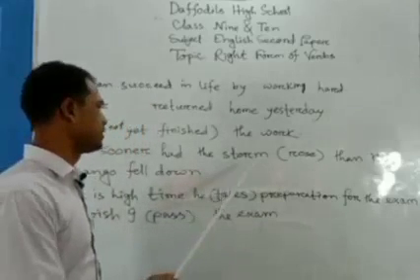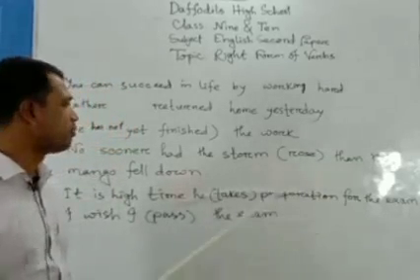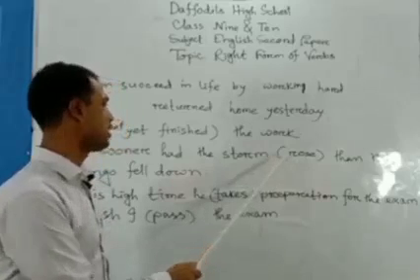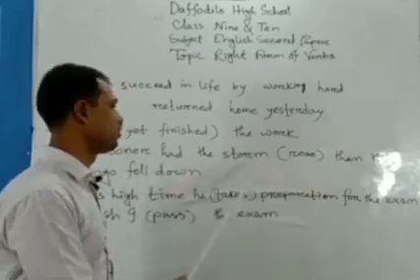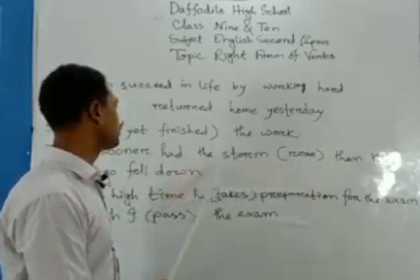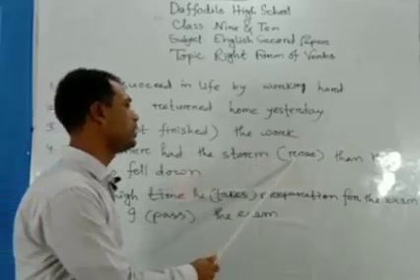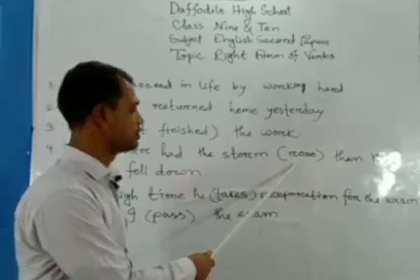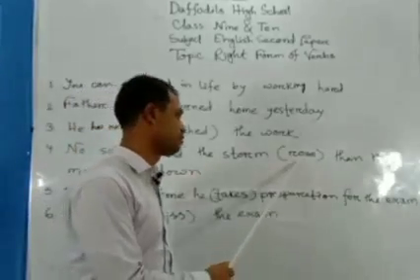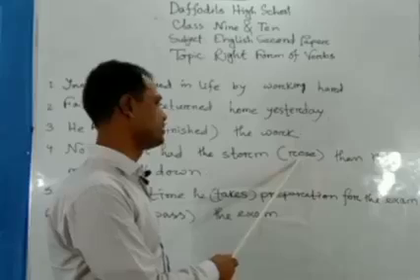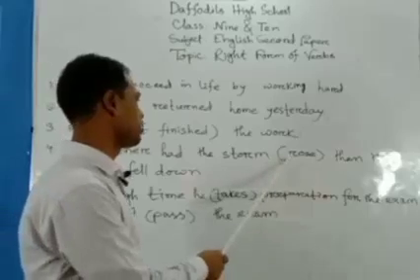No sooner had the storm rose than the mango fell down. This pattern of verb is incorrect here because our rule says that before "than", the past perfect tense will be used. If the storm is the subject and "had" is an auxiliary verb, then the main verb will be used in the past participle form, but it is existing in the past form. For this reason, this pattern of verb is incorrect.